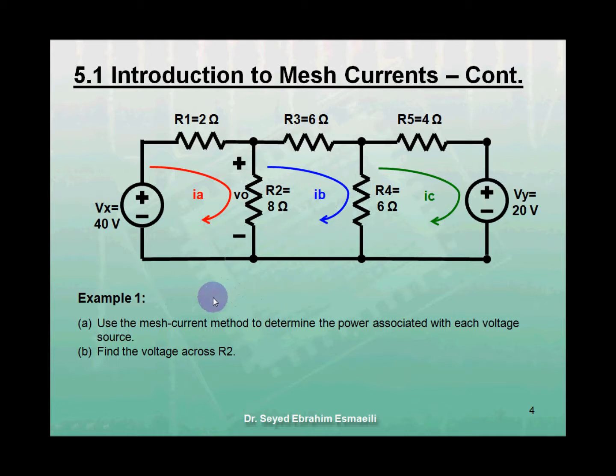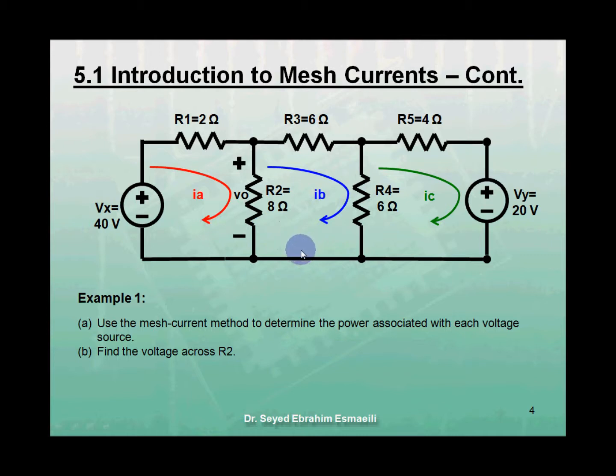When we apply KVL on the first mesh, we'll get the following equation: minus Vx plus R1 times IA plus R2 times (IA minus IB) equals 0. Here the minus sign for IB comes because it's flowing in the opposite direction of IA.